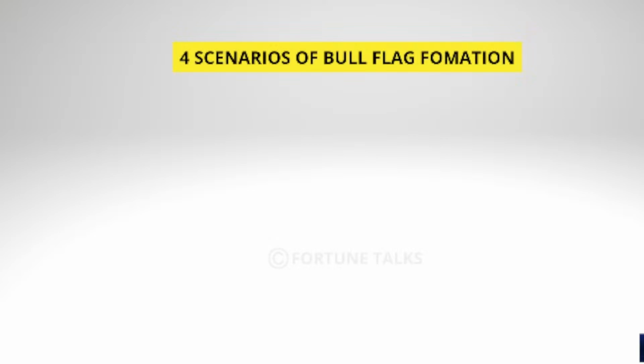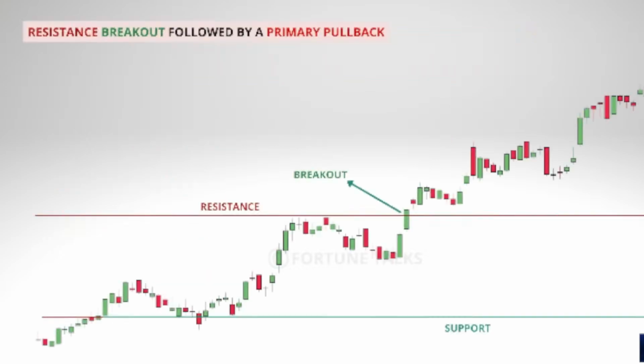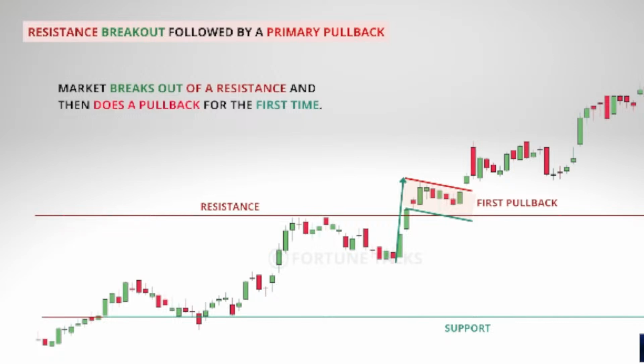Now the entry, target and stop loss criteria are the same for all these cases, so I won't be discussing them individually for each case. Let us take a look at the first case. This happens when the market breaks out of a range and then does a pullback for the first time. This is one of the best times to trade the bull flag pattern.